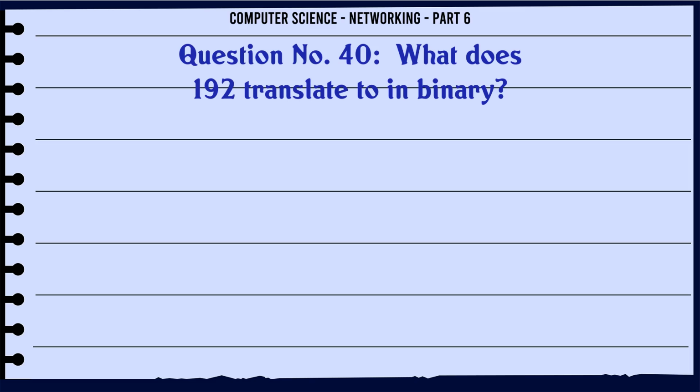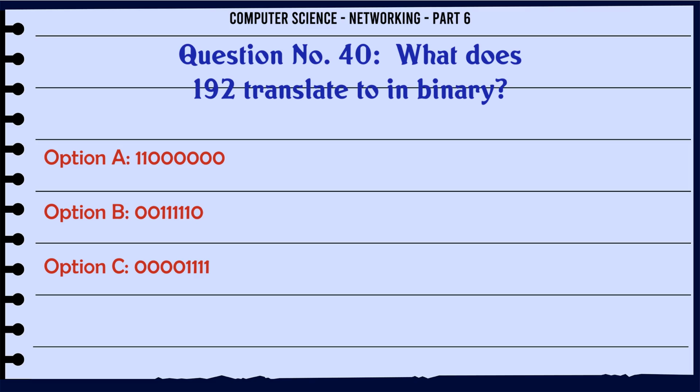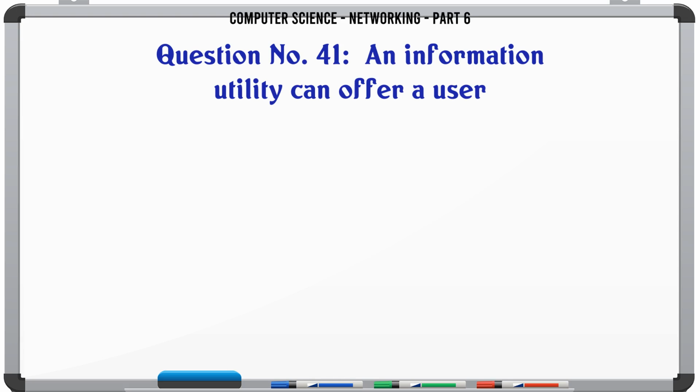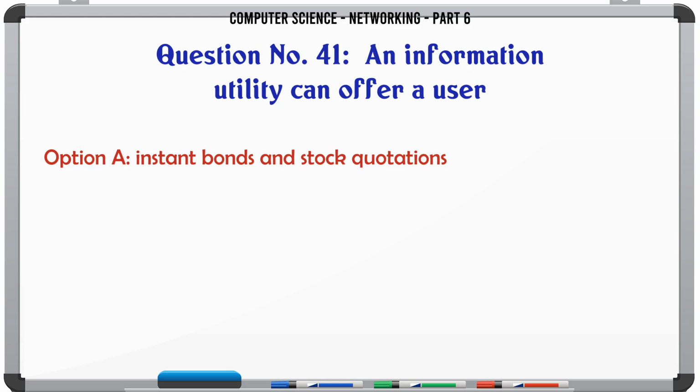What does 192 translate to in binary? A. 11000000, B. 00111110, C. 00001111, D. 00000011. The correct answer is 11000000.